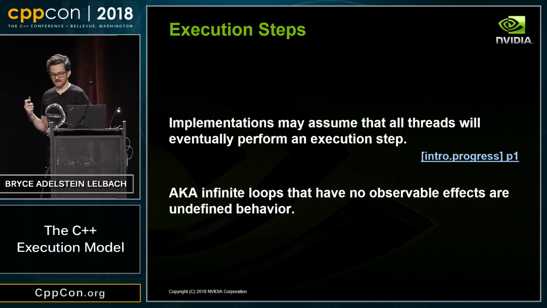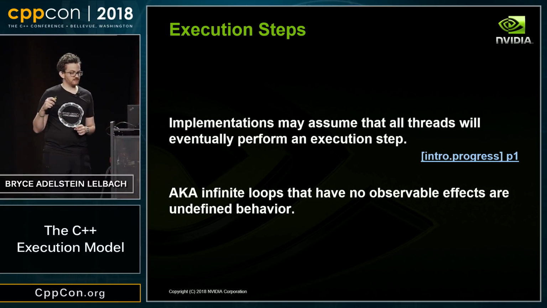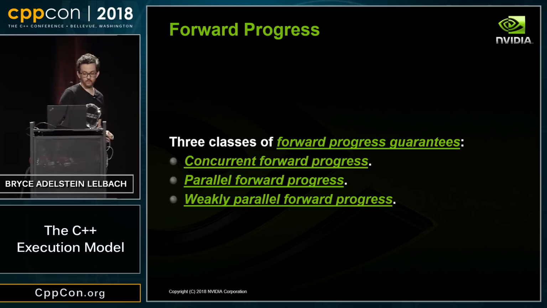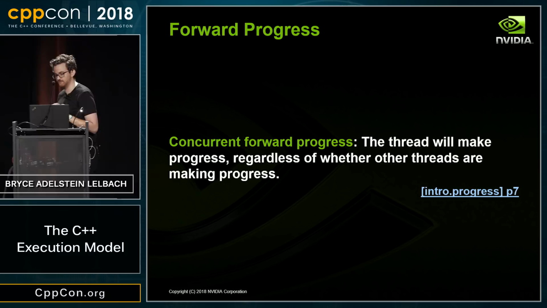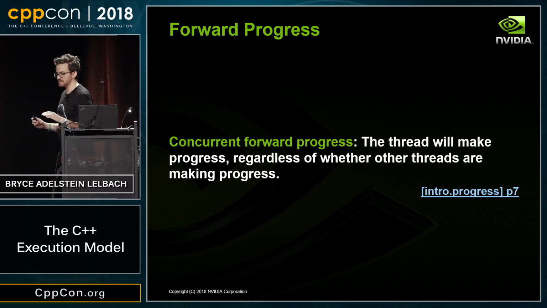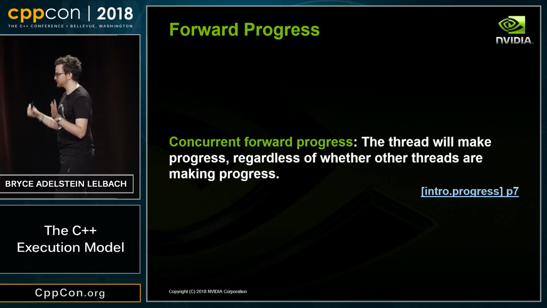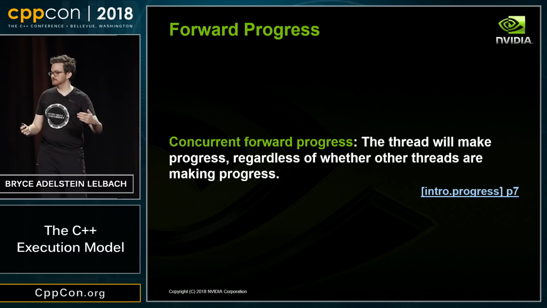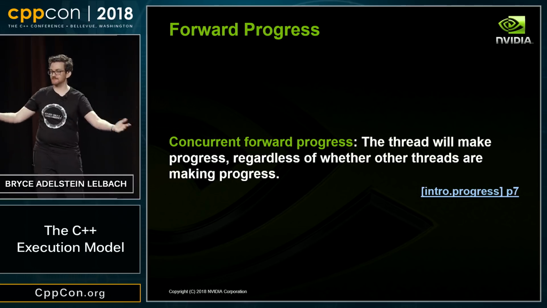So there's 3 types of forward progress guarantees that threads can give you in the standard. And they are concurrent forward progress, parallel forward progress, and weakly parallel forward progress. Concurrent forward progress is the guarantee that the thread will make progress regardless of whether other threads are making progress concurrently with it. So even if there's other threads doing stuff, your thread will make progress. It will execute execution steps, and eventually something will happen that's observable.